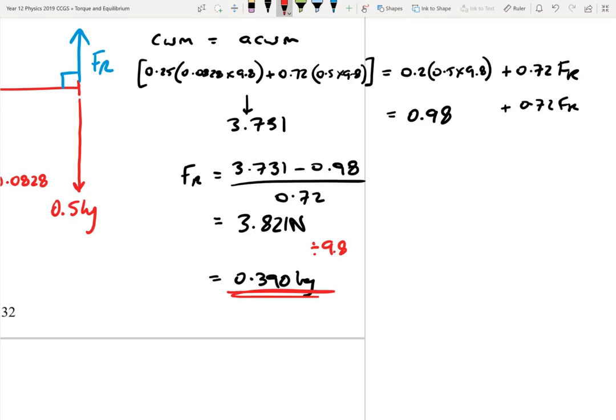Oh my gosh. It reads 0.3909. It's 1 gram above. 1 gram out of 390, that's like 0.25% off. So I'm happy with that.